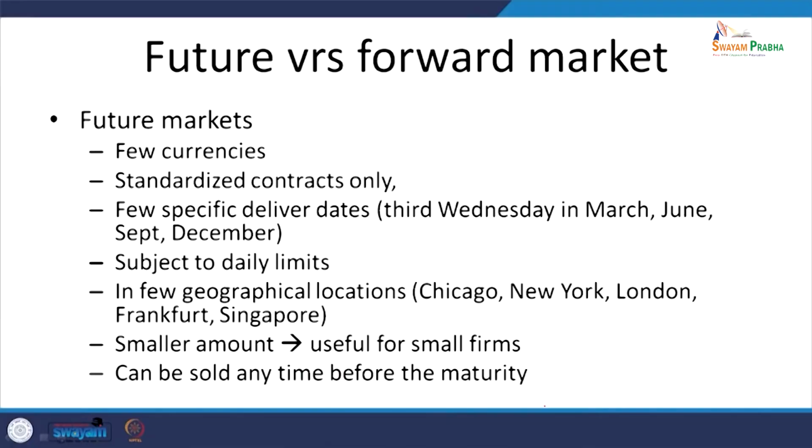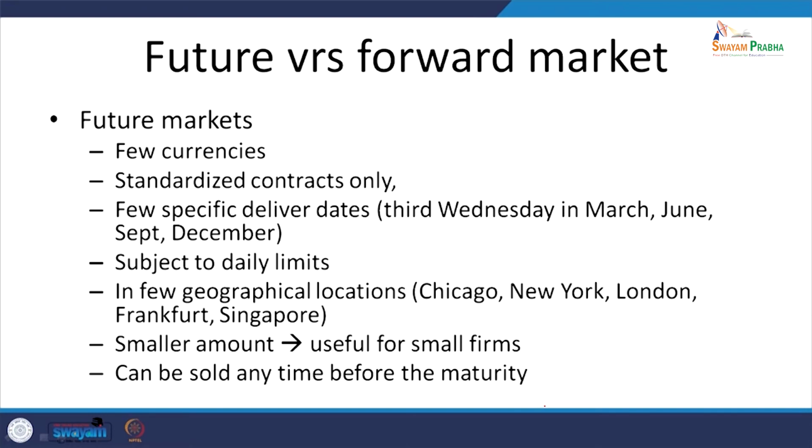So, what is the difference between the forward market we have discussed and the futures market? The futures market has a specified date, but the forward market has a specified duration. In the futures market we have fewer currencies. Very specific currencies are dealt in the futures market, and that too standardized contracts only. The contracts are completely standardized, and any other type of contracts are not accepted.